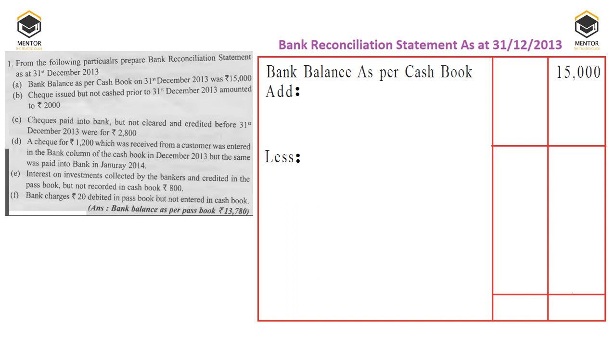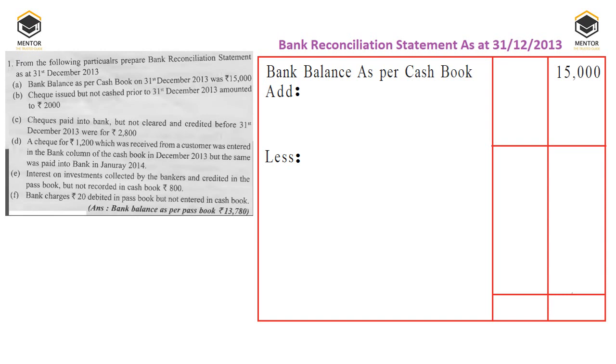So checks issued but not cash prior to 31st December amounted to rupees 2,000. Whenever we issue check, we in the sense accountant or businessman, that is we maintain cash book. Please bear in mind, we are the accountant of entrepreneur or businessman. So we have issued a check. Whenever we issue check, where we will write cash book credit side. So what will happen? This is favorable balance. This is not overdraft balance.